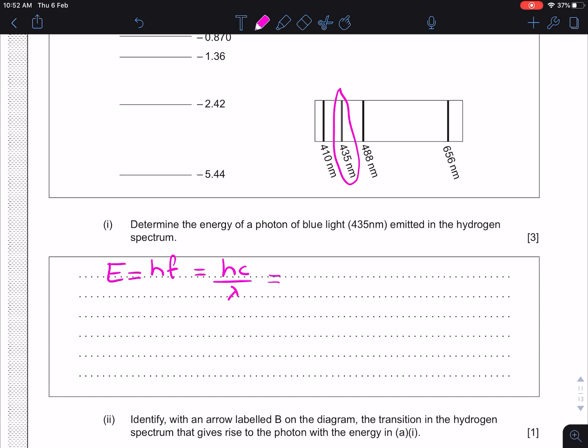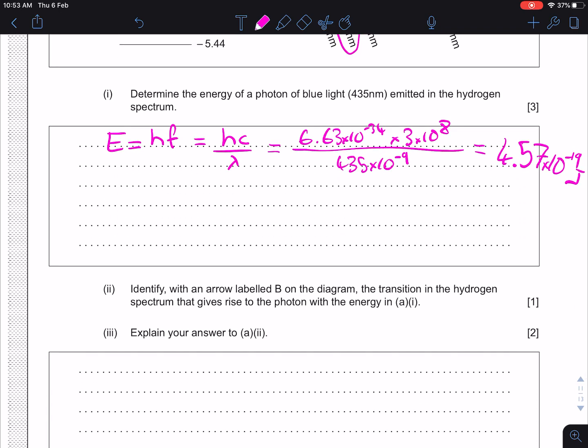Then you just need to put your numbers in. So 6.63 times 10 to the minus 34 times 3 times 10 to the 8 divided by the wavelength, which is 435 times 10 to the minus 9, gives you 4.57 times 10 to the minus 19 joules.